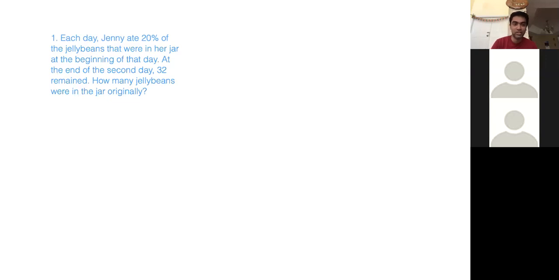What answer did you get for this question? Okay, good. 50 is correct. Sanvi, do you want to explain? So what I did was, at the end of the second day, she had 32 jelly beans and she ate 20% of what she had at the beginning of the day. So that would mean the 32 jelly beans was 80% of her entire jelly beans for this.